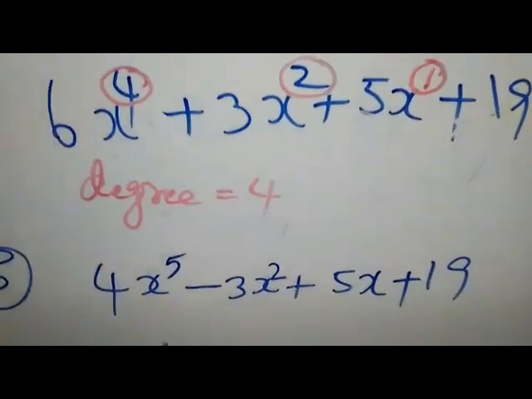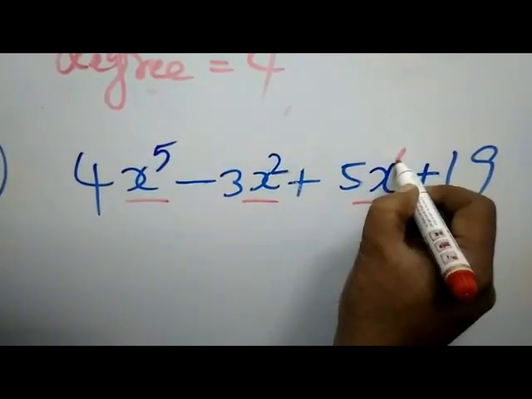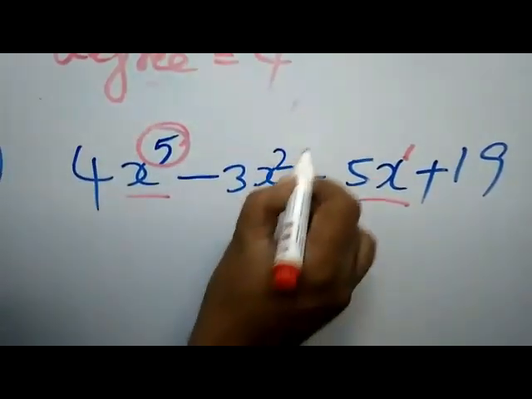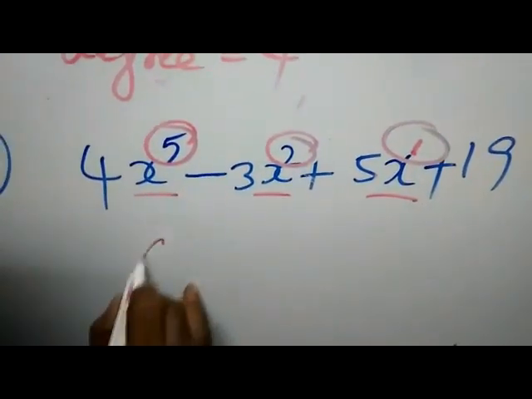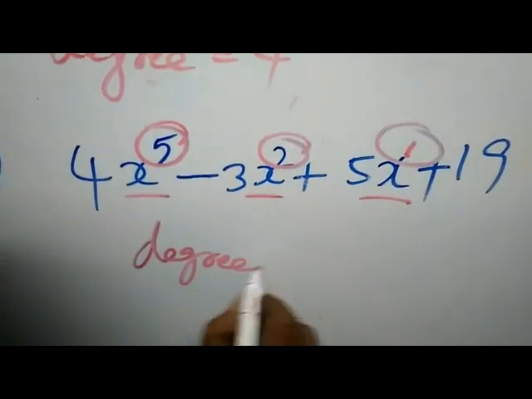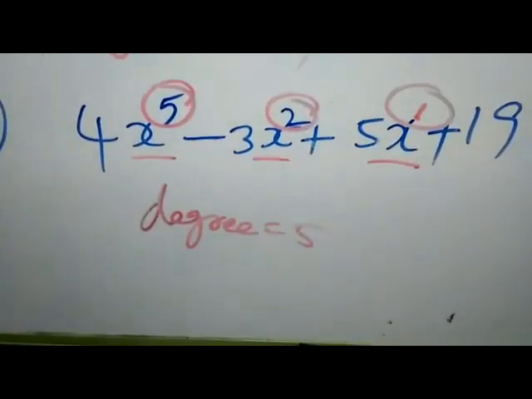Coming to the fifth question. Polynomial in one variable, 5, 2. The power of this is 1. In this, highest is 5. That's why degree is equal to 5.